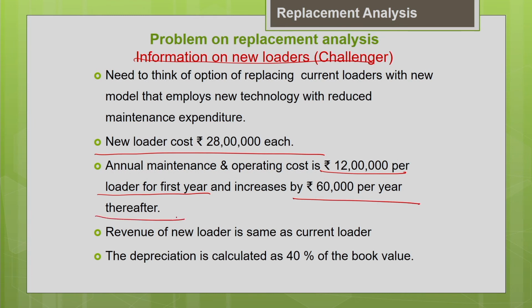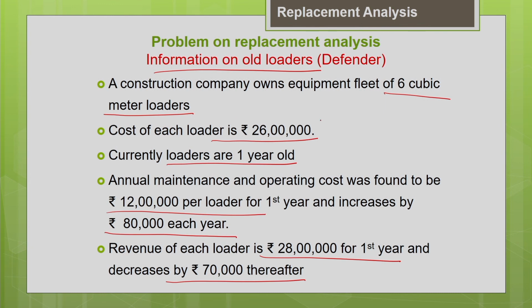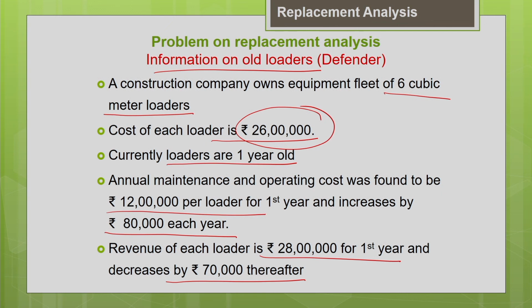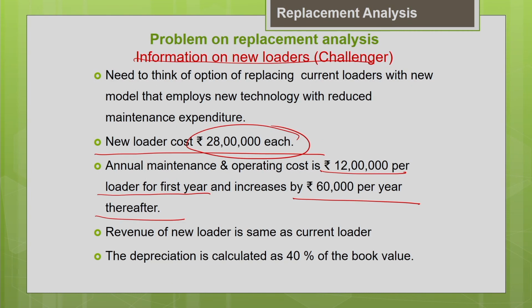So, let us compare the information of the present loader and the proposed loader. The cost of the old loader, hope you remember, was 26 lakh, and the cost of the proposed new loader is 28 lakh. For the old loader, the operating and maintenance cost was 12 lakh, but the increase was 80,000 each year. For the new loader, the initial cost is the same, 12 lakh per loader first year, but after that the increase is only 60,000. So, there is a saving in the operating and maintenance cost with the new loader.